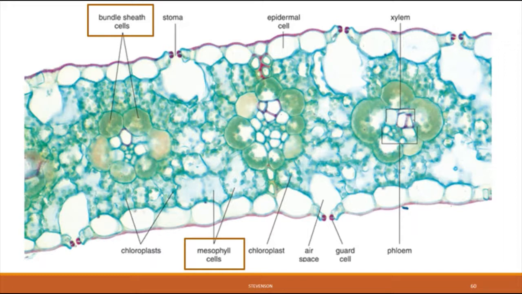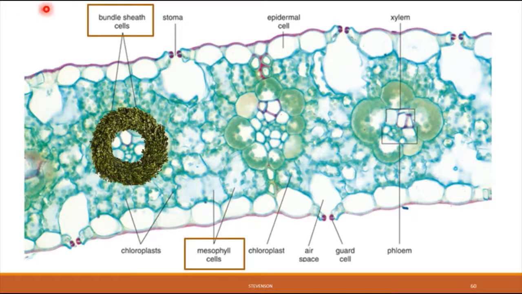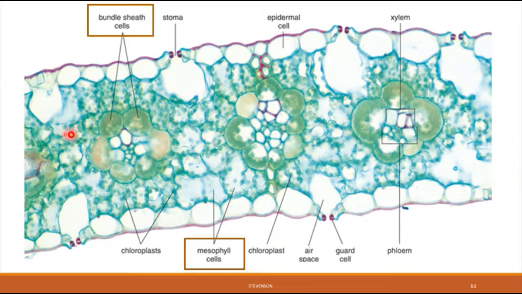This is the anatomy of a leaf that could be found in a C4 plant. This specific type of anatomy is called the Kranz anatomy, which is the German word for wreath. It's called the Kranz anatomy, or the wreath anatomy, because there are these cells called bundle sheath cells that are organized into little circles, as you can see here. Surrounding the bundle sheath cells are mesophyll cells, which I've also highlighted.